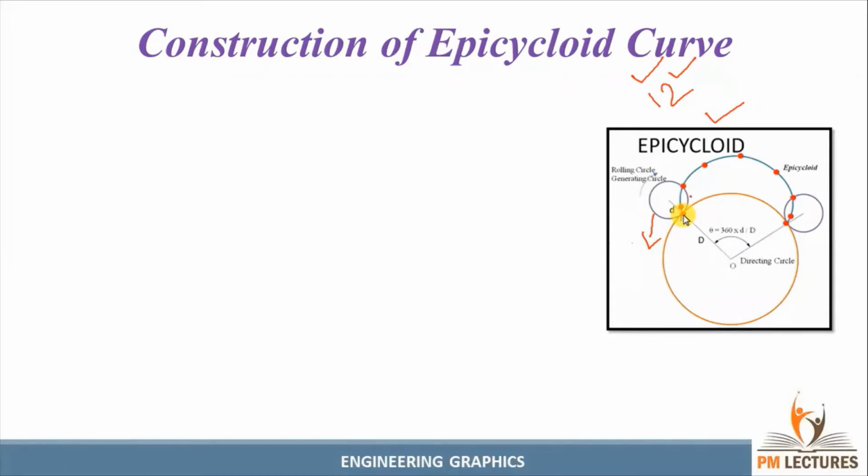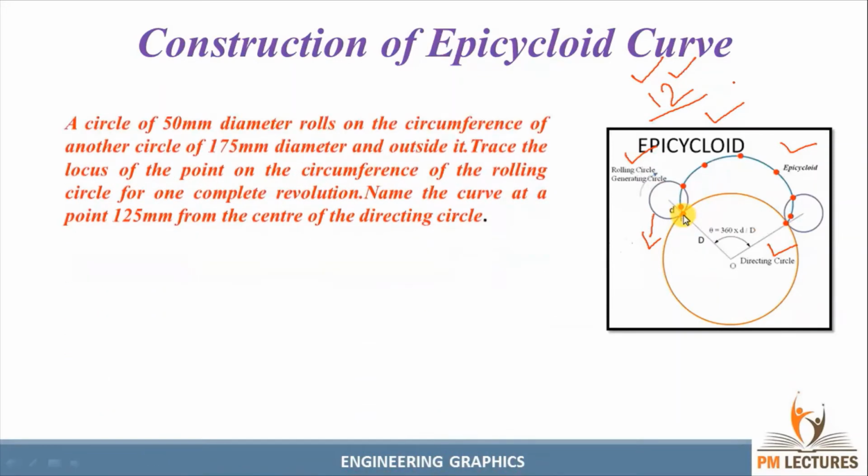And then one more thing, see here, this is the epicycloid curve. It will be outside the larger diameter. We call this larger circle the directing circle because it is directing the small circle to roll. So the small circle is rolling here. That's why we can say it is a rolling circle. So the two conditions are satisfied, and we can say it is an epicycloid. That's all, guys. Let us read the question now.